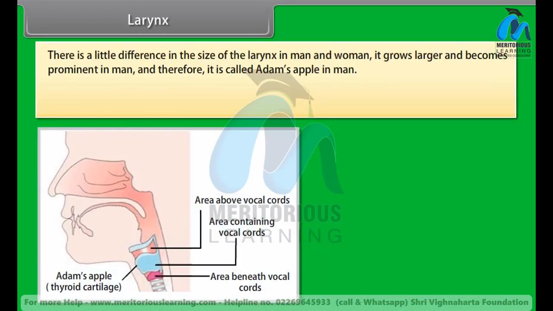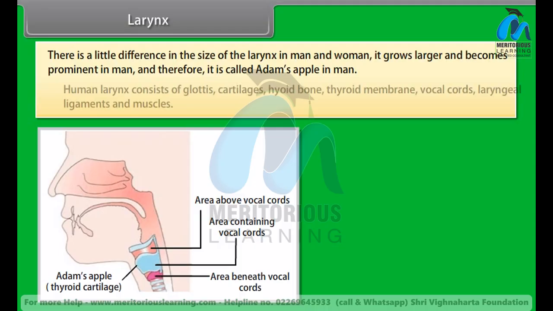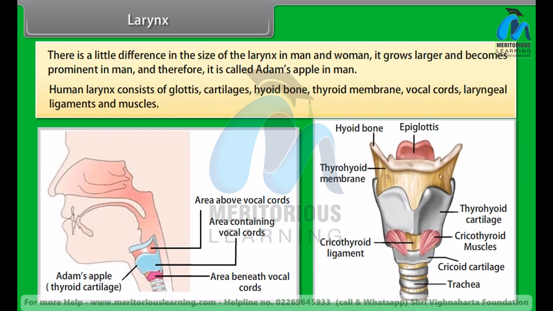There is a little difference in the size of the larynx in man and woman. It grows larger and becomes prominent in man, and therefore it is called Adam's apple in man. Human larynx consists of glottis, cartilages, hyoid bone, thyroid membrane, vocal cords, laryngeal ligaments, and muscles.